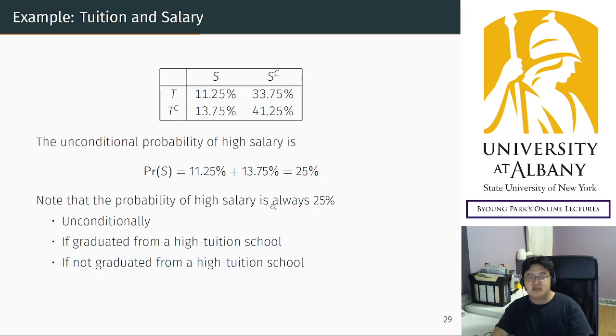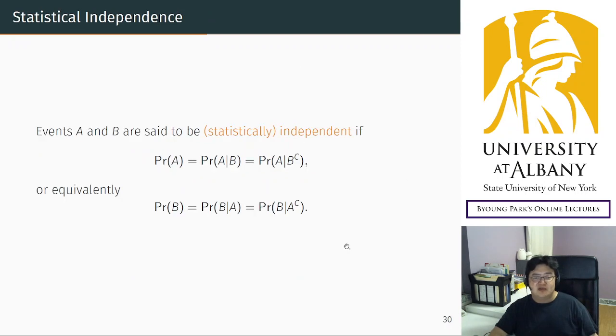Probability of high salary is always 25% unconditionally, no matter what your tuition is, or if you graduated from a high tuition school or not. So in any case, it's always 25%. So that's what we are interested in. It's an interesting thing, and we call this statistical independence.